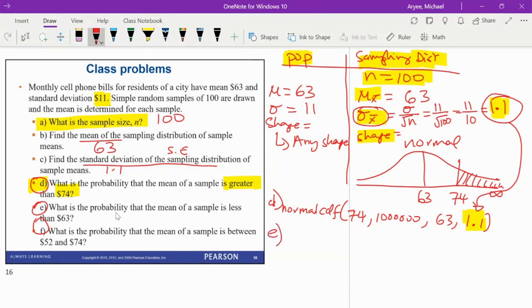Okay, so let's look at E. Let me draw the diagram over here. For E, they said less than 63. So somewhere like this, negative infinity. You can put 11 over 10, that's still fine. Could someone tell me what I should write after the normal CDF?